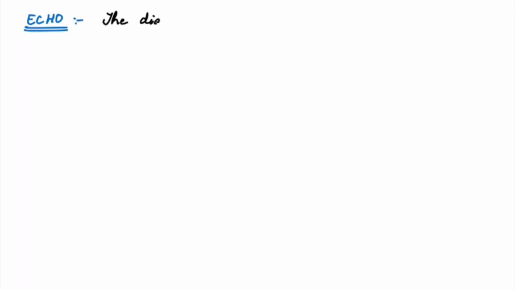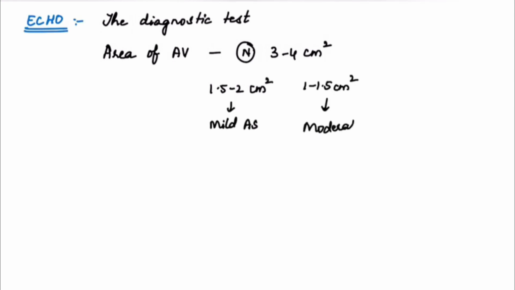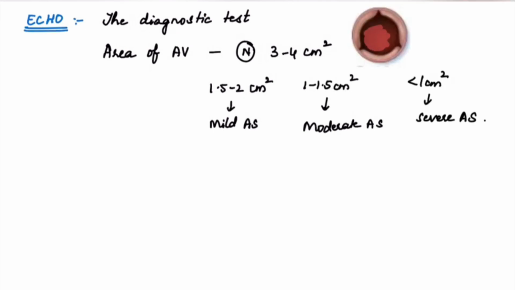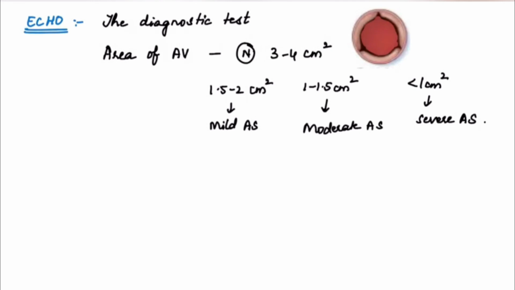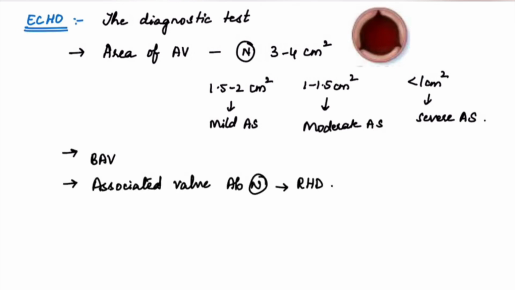Echo is the diagnostic test for any valvular disease, and it can measure the area of the aortic valve where normal area is 3 to 4 centimeters square and 1.5 to 2 centimeters square is mild aortic stenosis, 1 to 1.5 centimeters square is moderate aortic stenosis, and less than 1 centimeter square is severe aortic stenosis. It can also detect a bicuspid aortic valve or any other associated valvular abnormalities which can be seen, especially if the cause is rheumatic heart disease.